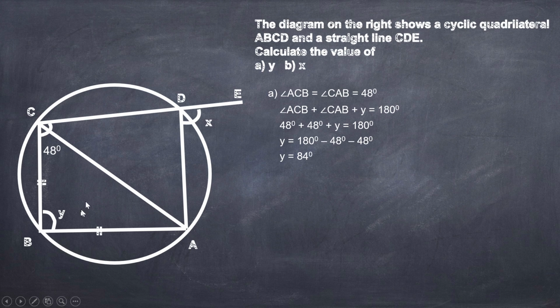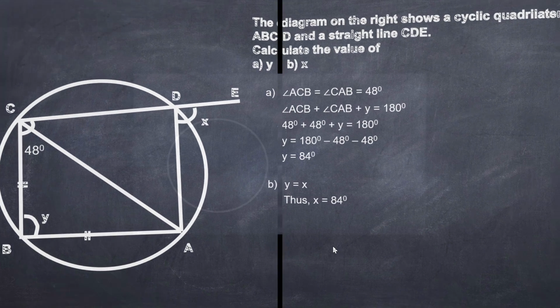So now we can find y. So y equals 180 degrees minus 48 degrees minus another 48 degrees. So y is equal to 84 degrees. Since x is the exterior angle and y is the opposite interior angle, x is equal to y. Therefore, x is also equal to 84 degrees. Alright, next.